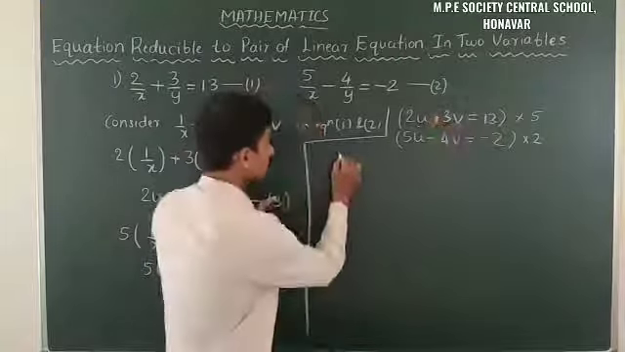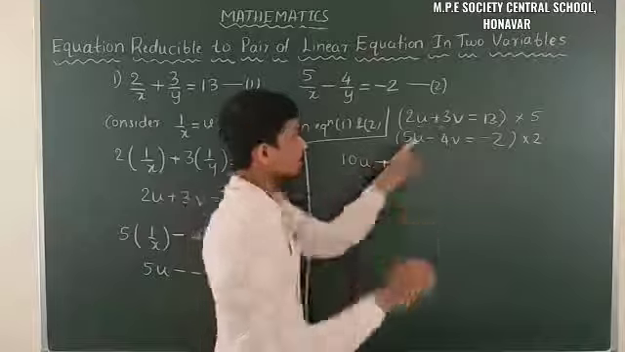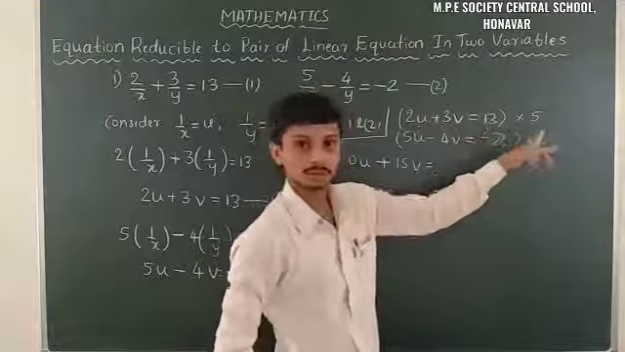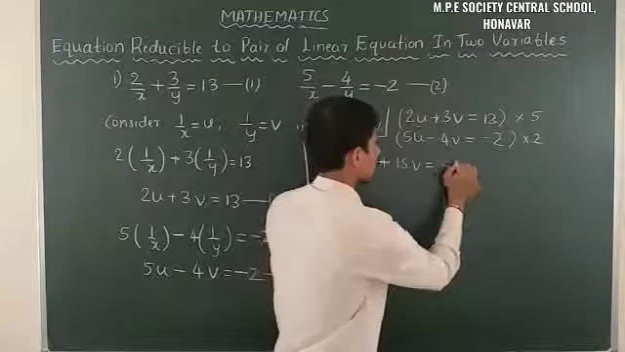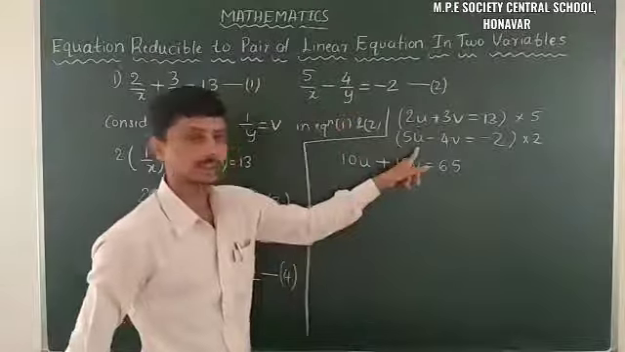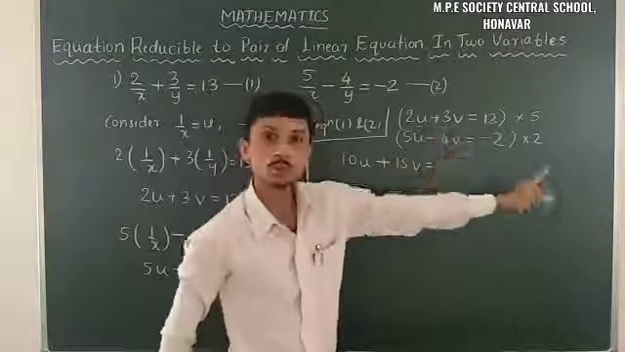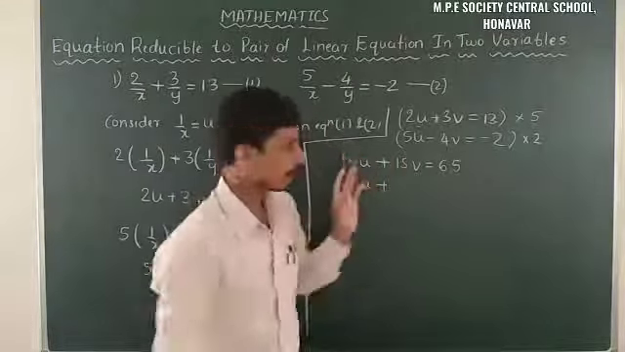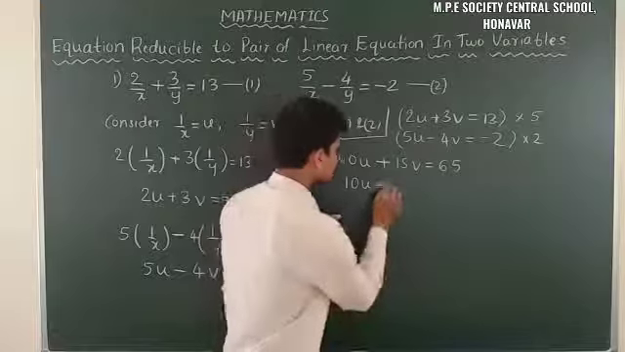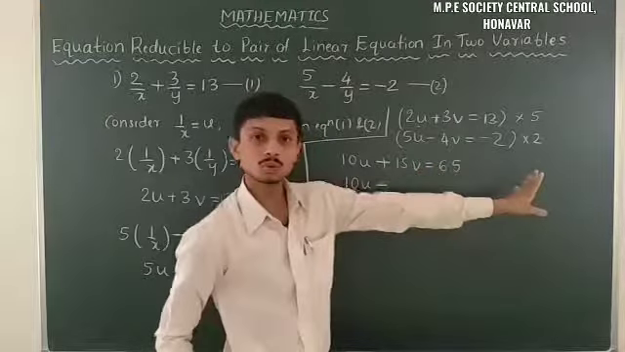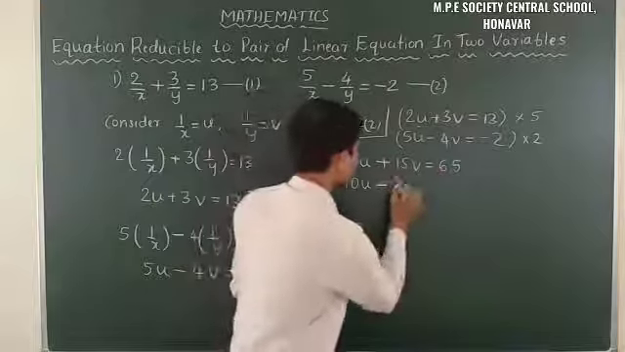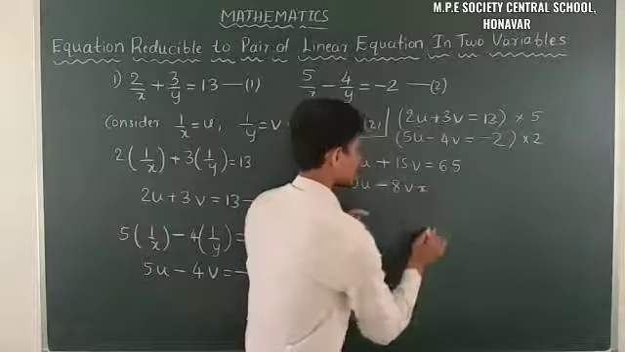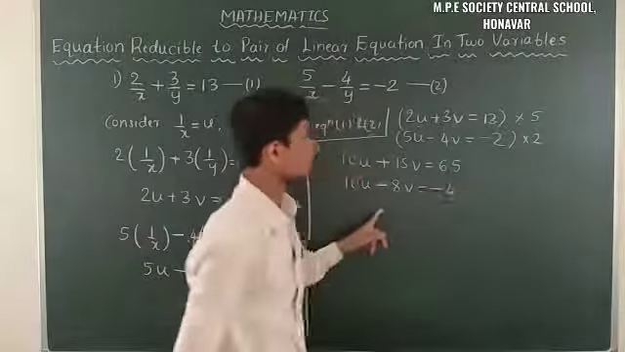So 5 into 2u is 10u plus 5 into 3v is 15v is equal to 13 into 5, that means 65. Then the next equation: 5u into 2 is 10u, minus 4 into 2 is minus 8v, then minus 2 into 2 is minus 4, is equal to minus 4.